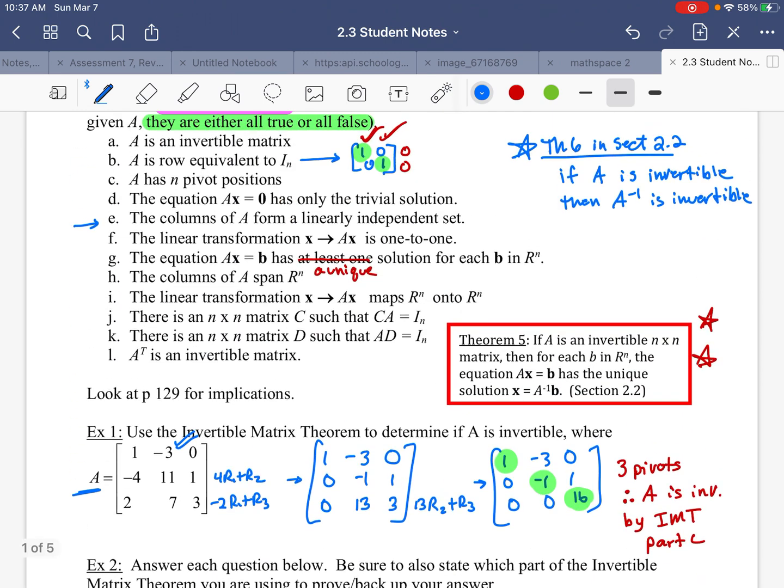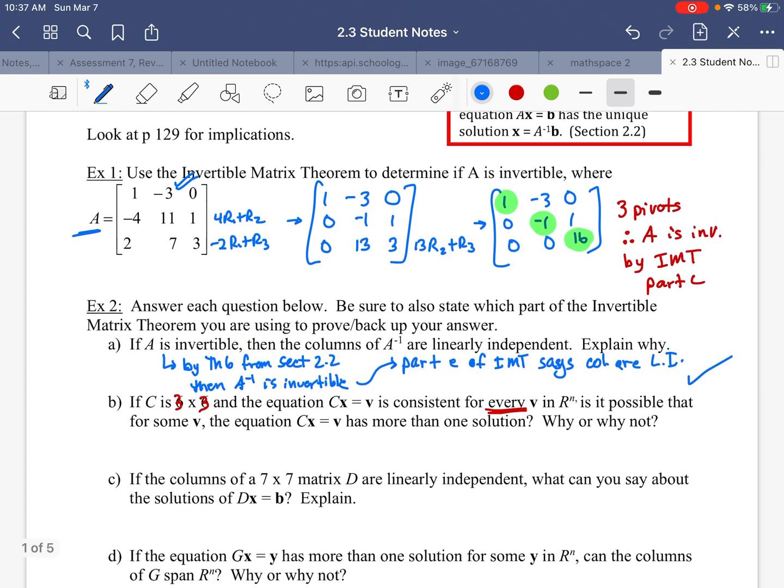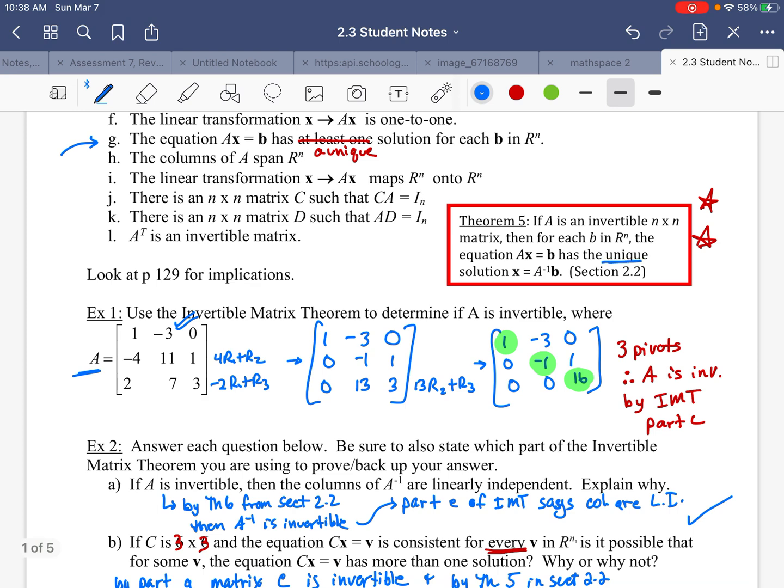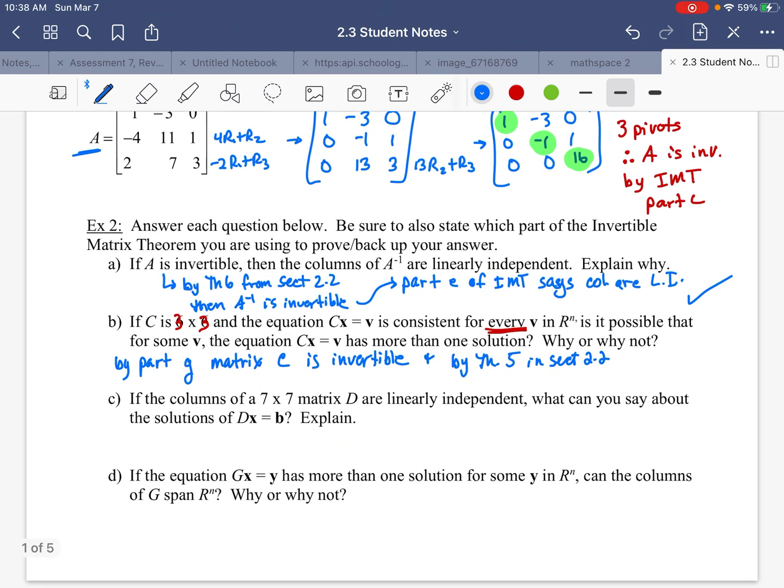What we're also going to go with is part G, right? There has to be a unique place that we get. We could probably also say part E, but we're going to go with part G. So by part G, matrix C is invertible. And by Theorem 5 in section 2.2, this one up here, there is a unique solution. So those two together make this true.